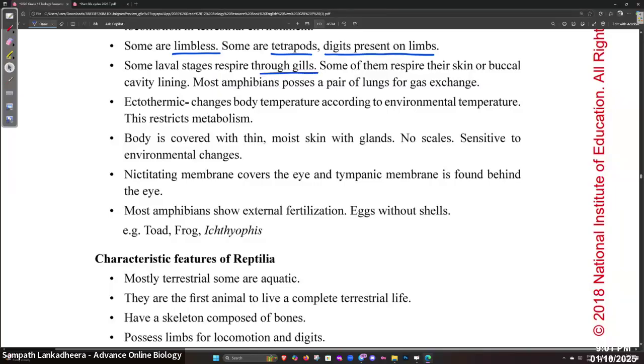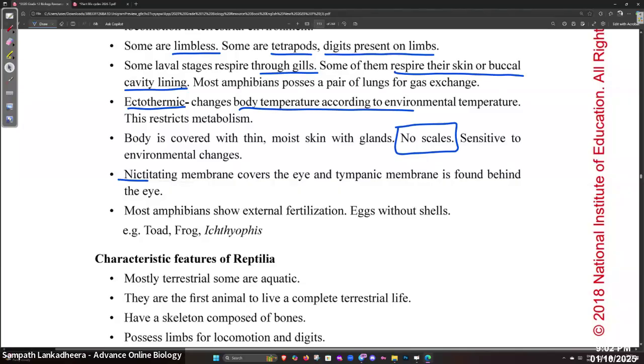So gill respiration, skin respiration, buccal cavity lining for respiration, different structures. Most amphibians possess a pair of lungs for gas exchange. Ectothermic animals, right? So they can change the body temperature. Body is covered with thin, moist skin and glands. No scales, that's special. Reptiles have scales, birds have scales, amphibians, no scales.